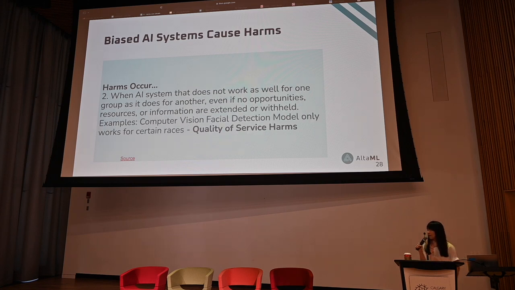The other type of harm is called quality of service harm. This one maybe is not as serious as the first one, but it's still an issue. If you pay the same amount of money as your friends and coworkers for an AI system, let's say it's just a manga AI system you can play games with, and what if it only works for a certain gender, a certain race, a certain age? It's not fair, right? So this is called quality of service harm.